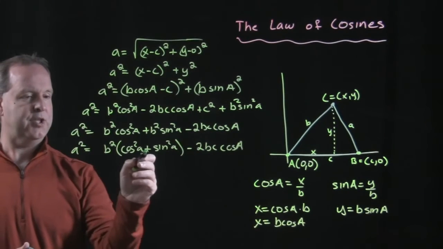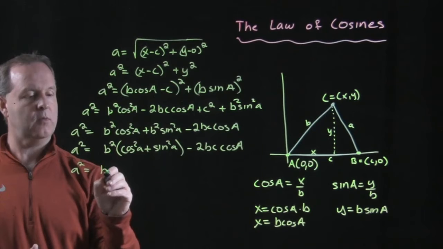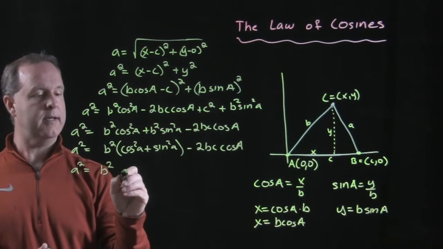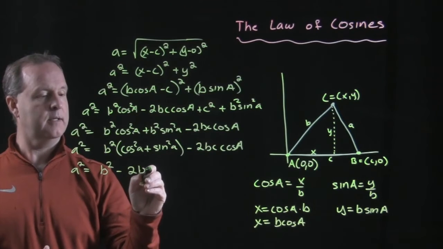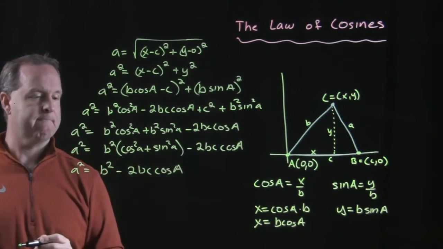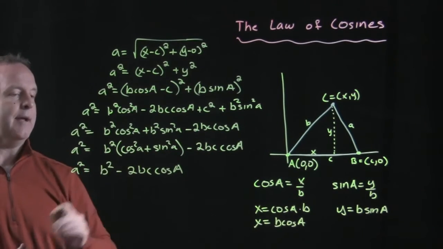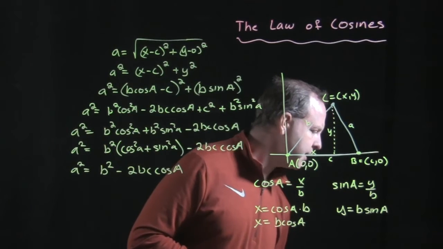That looks like that's just a 1, so I'll have A squared equals B squared times 1 minus 2 times B times C times cosine A. And then from there, if I want to get A by itself, I take the square root of both sides. I want to see how they have that.